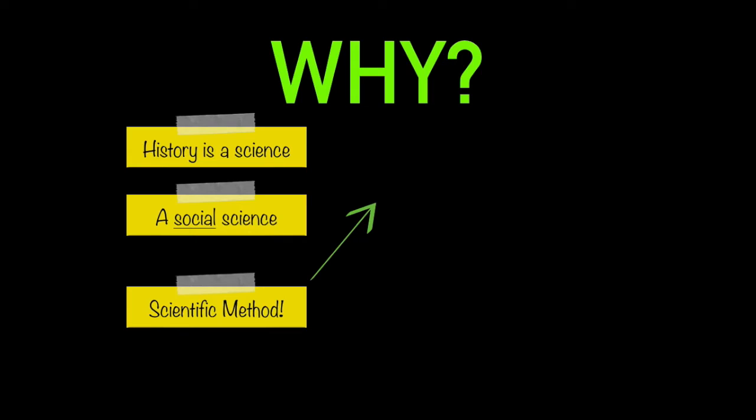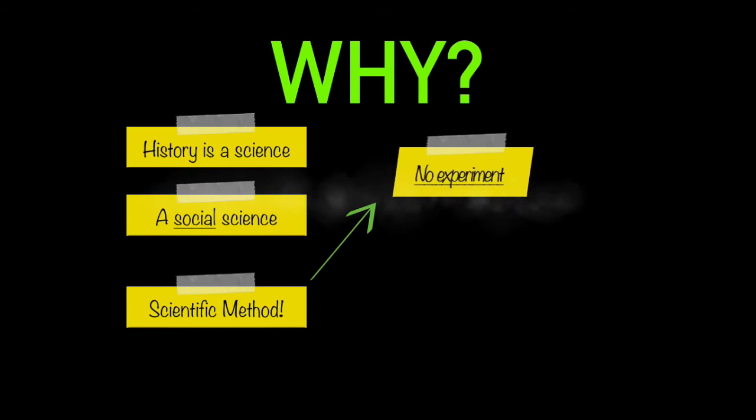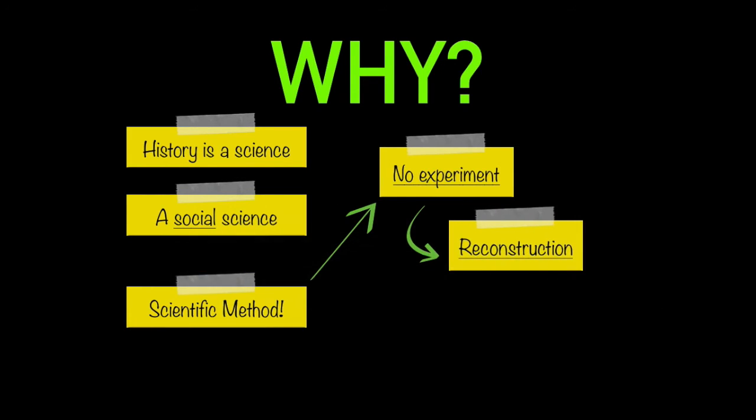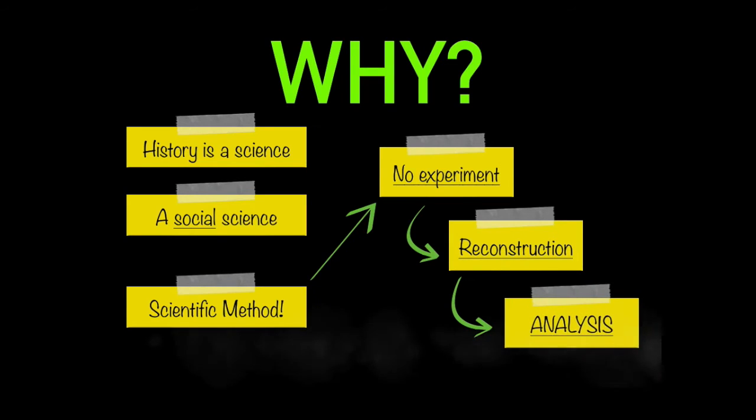In history, however, we can't do experiments because we can't reconstruct historical events. Therefore, in the scientific method used in history, there is no experiment. Instead, this step is replaced by a reconstruction of sources. And the way that we reconstruct historical sources is by analyzing them and figuring out if they are relevant to our historical investigation or not. And we do this through analysis.